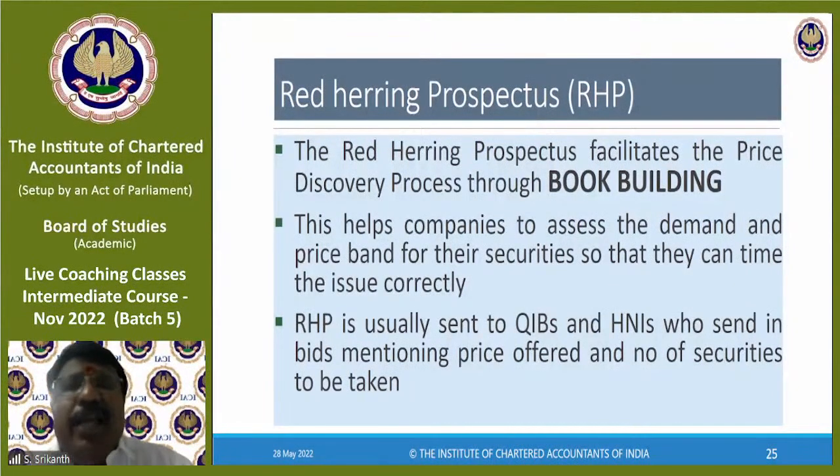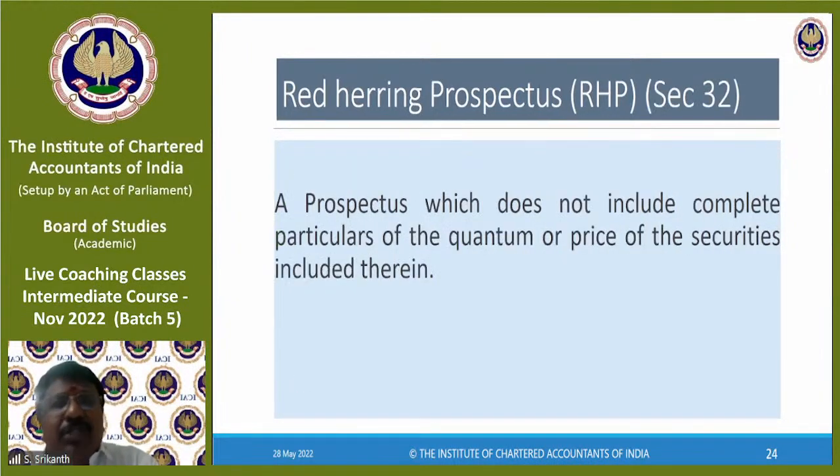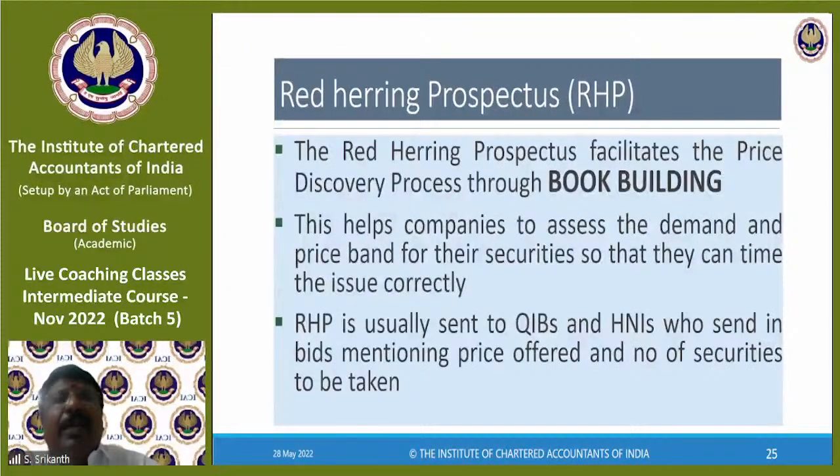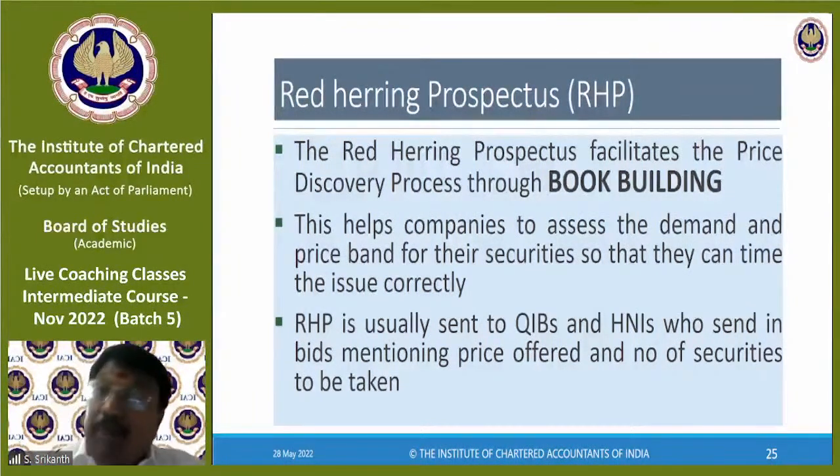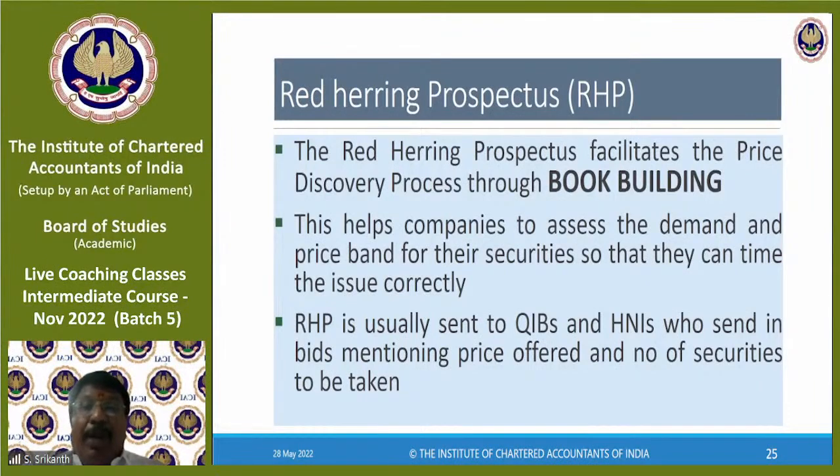They will issue the red herring prospectus and then bids will come in. Everybody who receives the red herring prospectus will send a bid. They will say, I am willing to take 1 lakh shares at the price of so and so. They will do their own valuation. So all the bids will come to the bookmaker or book builder, and he will keep them. So the company at the end of this exercise will know what the demand is and what the price band is.